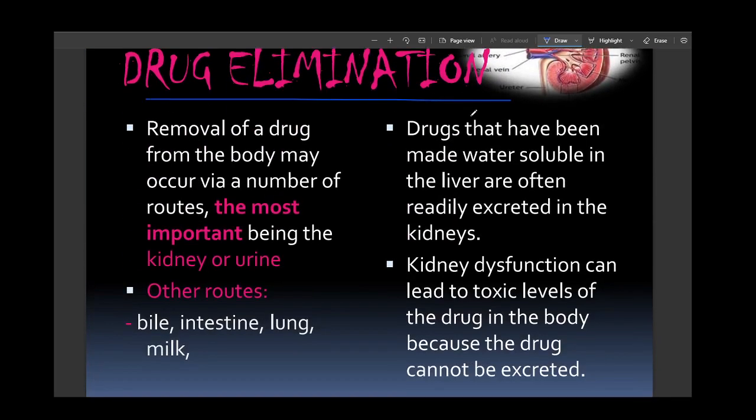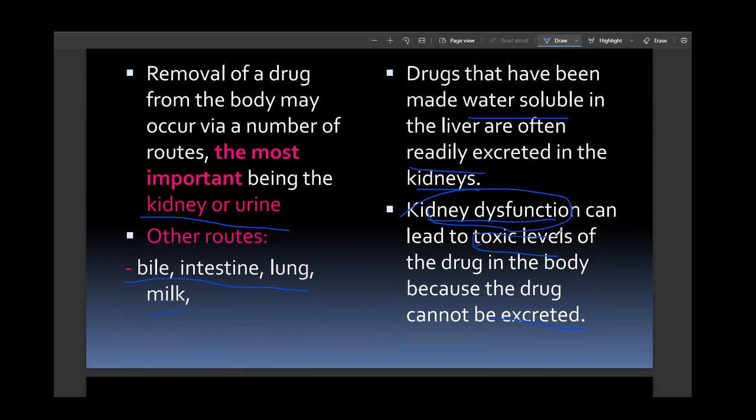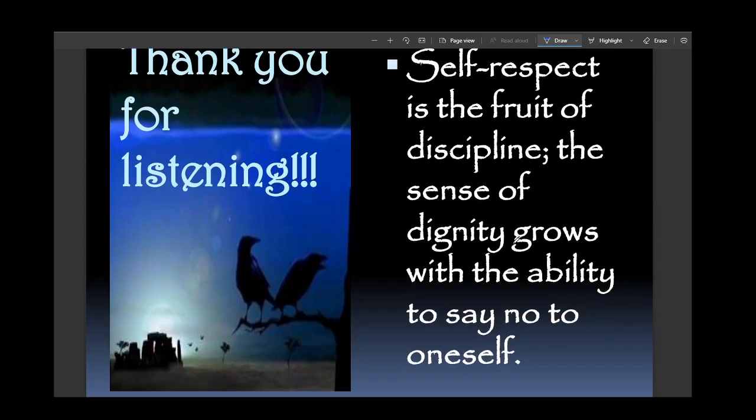Drug elimination. The most important route is kidney or urine. Other routes may include bile, intestine, lung, and milk. Drugs that have been made water soluble in the liver are often readily excreted in the kidneys. Kidney dysfunction can lead to toxic level of the drugs in the body because the drug cannot be excreted then, because the kidneys are dysfunctioning and the drug is being retained in the body and being reached to the toxic levels. Thank you for listening.